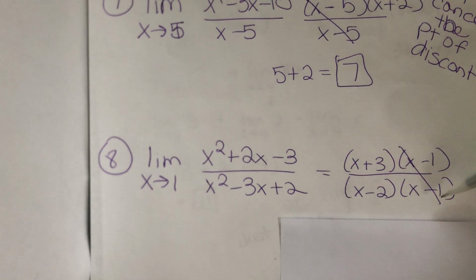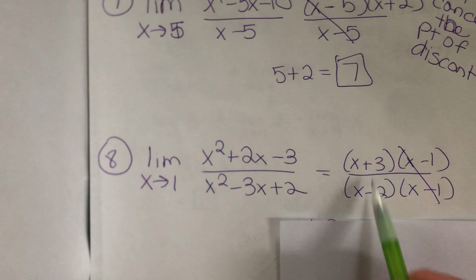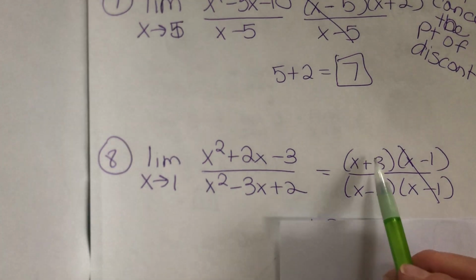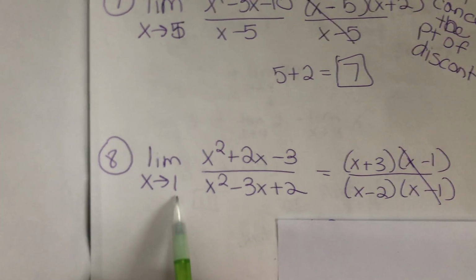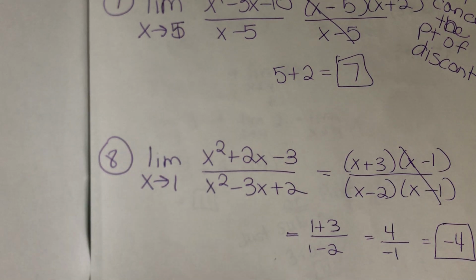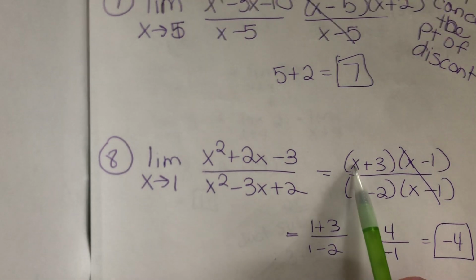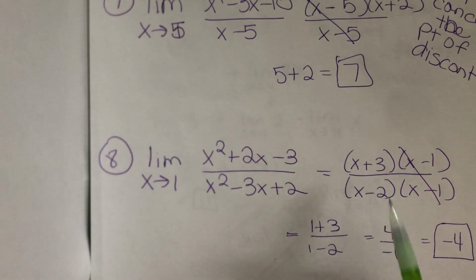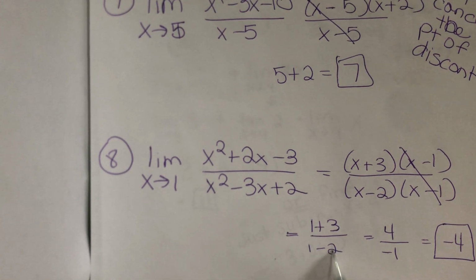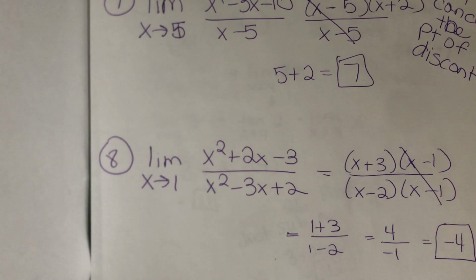So I removed these, and now what I'm left with is x plus 3 over x minus 2. This is what I'm going to use to plug in this value. So when I plugged in 1 into the x plus 3, x minus 2, 1 plus 3, 1 minus 2, I got an answer of negative 4. So that's it for this lesson.